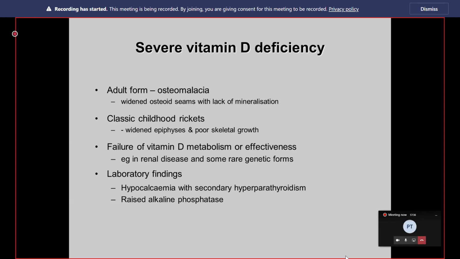Failure of vitamin D metabolism happens in chronic renal failure, but as I mentioned before, there are some rare genetic diseases which I won't go into. And in vitamin D deficiency, there's hypocalcemia with secondary hyperparathyroidism. Alkaline phosphatase may be raised, and phosphate is low. So that's a difference from hyperparathyroidism, where phosphate is high.